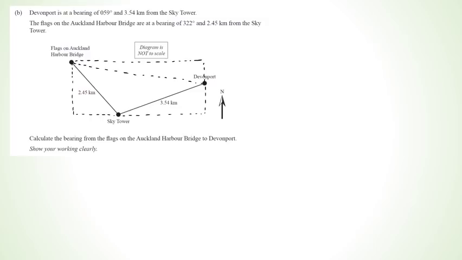There we go. So the question is asking the bearing from the flags on the Auckland Harbour Bridge to Devonport. So basically from here to here is what you're looking for, because that's the direction of Devonport right there. Now we already know that this part here is 90 degrees, so we just need to work out what this little angle here is. To work out that angle, you're going to need the length of this light blue line here, and you're going to need the golden part as well, because then you can use tan to work out that little angle.